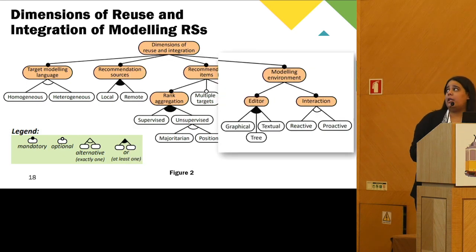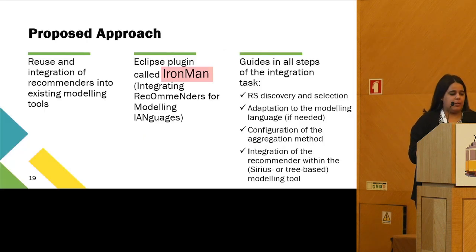And finally, the modeling environment. Here, which is the detail you're going to use. It can be graphical, textual, or tree-based. Or the interaction: reactive, if you have to ask every time you want a recommendation, or proactive, if the recommender system can know where in the active model you are, so it can recommend something appropriate.